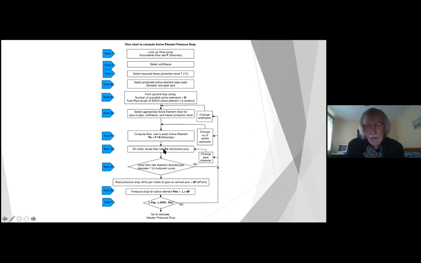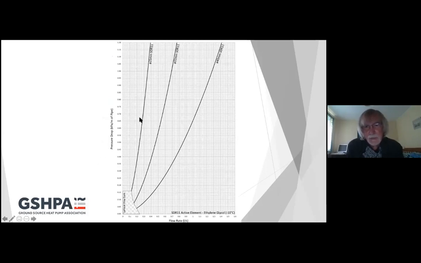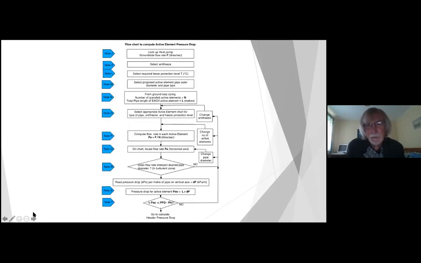And you pick up the pressure drop in that. Let me see if I can get one of these up. So these are ready prepared charts that are in the documents I referred to, that, for example, are set up for 25 millimeter SDR11, 32 mil, and 40 mil SDR11.